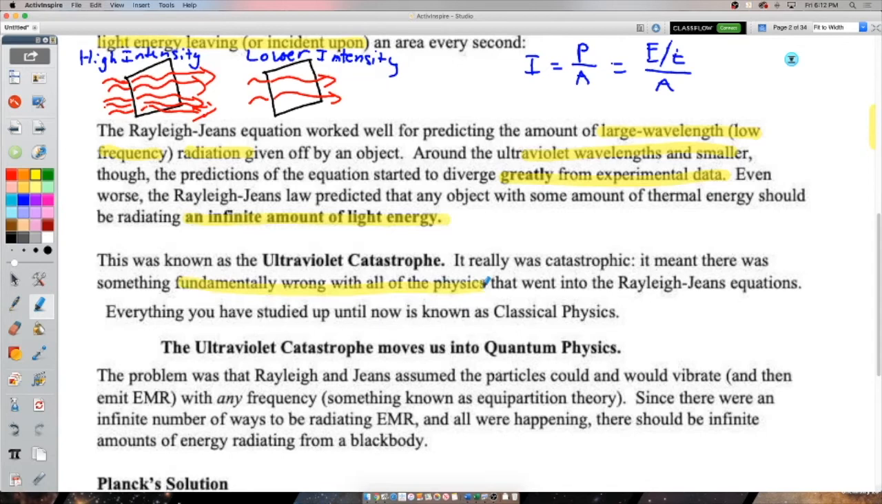And what physics went into the Rayleigh-Jeans equations? Well, everything you've learned, okay? So everything you've learned up until now is known as classical physics. Today, with the ultraviolet catastrophe, we move into quantum physics, which is part of modern physics. We split physics into classical and modern. This is how much of a shift we're about to do here. This is how important these discoveries were.